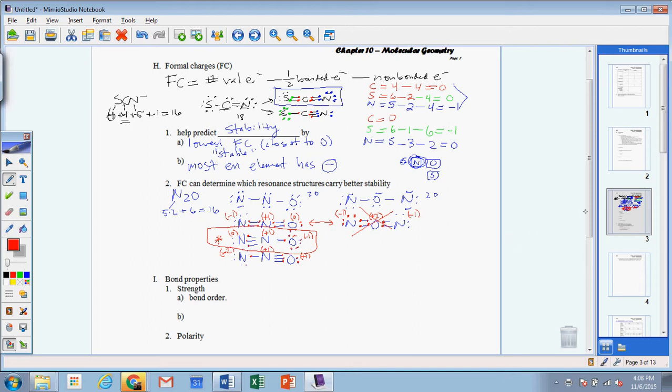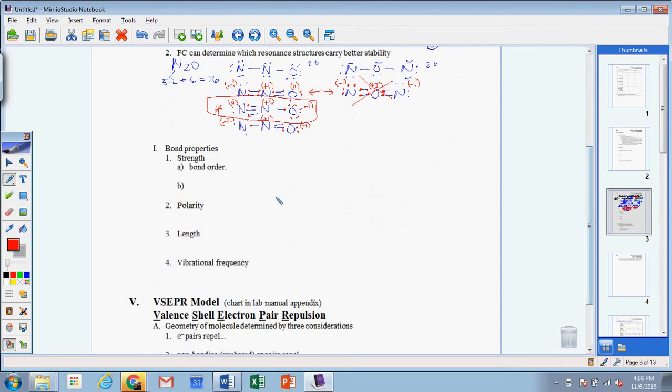Okay, that was a lot of talking. Let me try to finish up these last few here. So looking at bond properties, again, strength has to do with whether we have a single or a double or a triple bond. Certainly, the more bonds present, the closer the atoms have to be in order to share those electrons. And the closer you are, the stronger that attractive force to electrons.